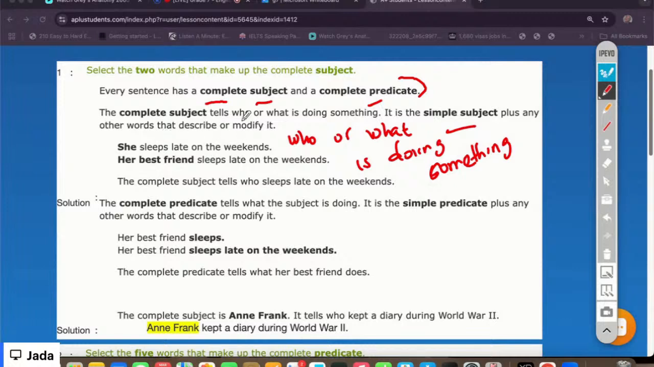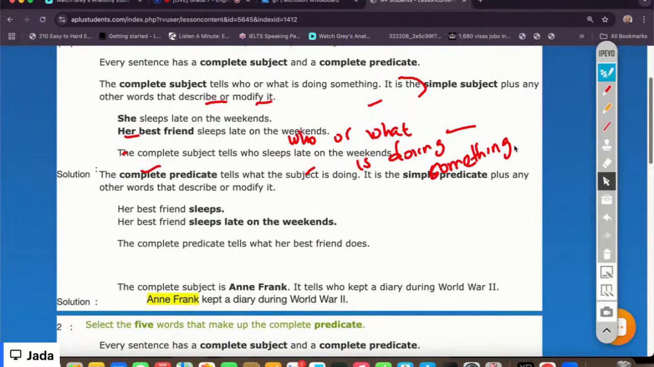She sleeps late on the weekends. Now, she over here would be the complete subject because when you say who is sleeping late, she is. Her best friend sleeps late on the weekend. Now, her best friend is also the complete subject because her best friend is the one sleeping late on the weekend. The complete subject tells who sleeps late on the weekends.